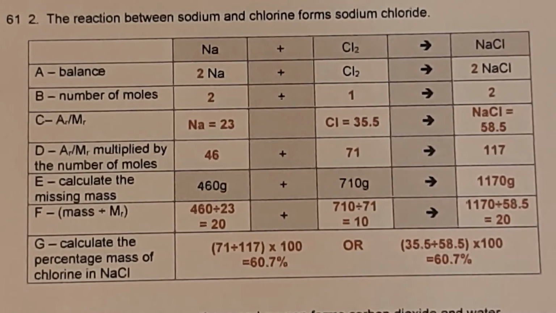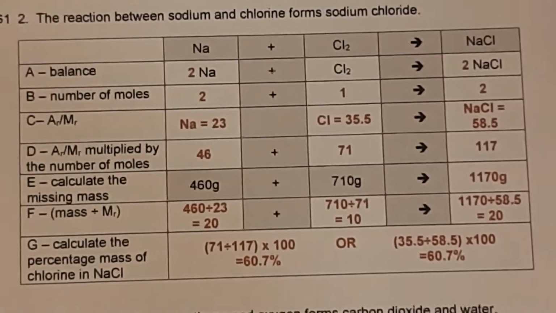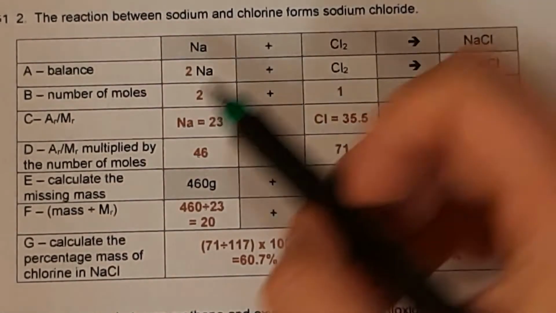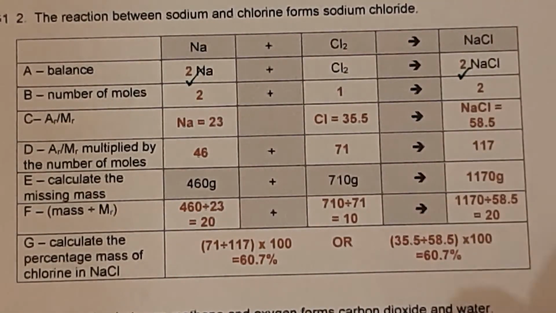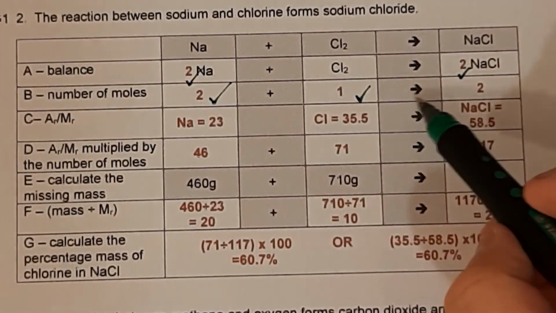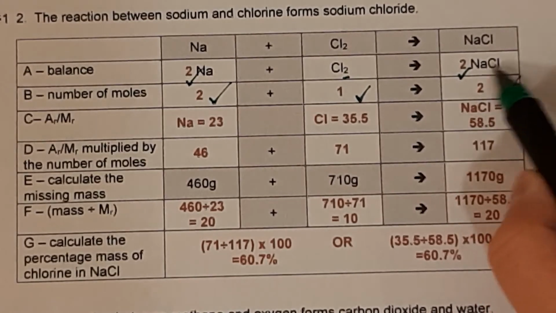So let's go through those. Make sure you have a pen in a different colour to the one you wrote in, so it's very clear what's your own work and what's corrections. Let's go through the first one. So to balance it, you need to put a 2 in front of the sodium and a 2 in front of sodium chloride. So there were 2 moles of sodium, 1 mole of chlorine, diatomic chlorine, don't forget that, and 2 moles of sodium chloride.